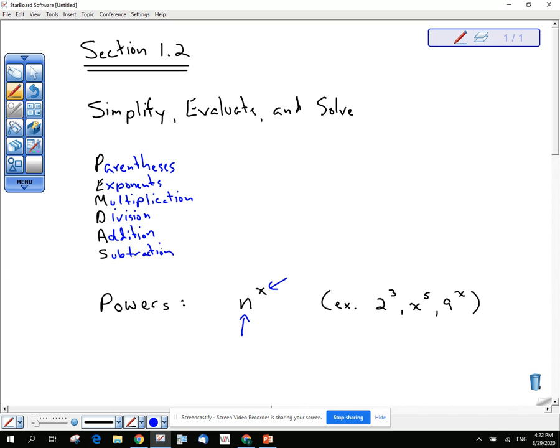One thing to note about this is that, of course, this is the order in which we should simplify things. Get rid of parentheses first if you can, then look for exponents. And what you need to know is that multiplication and division are on the same plane. Addition and subtraction are on the same plane. It is not that multiplication supersedes division. It is not the case that addition supersedes subtraction.